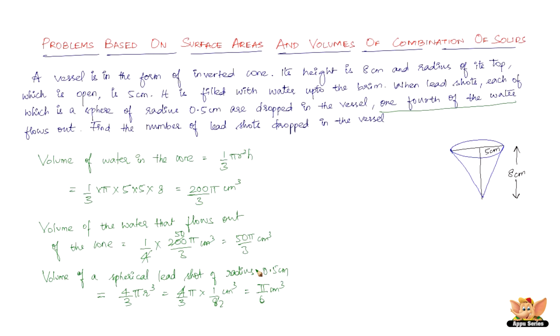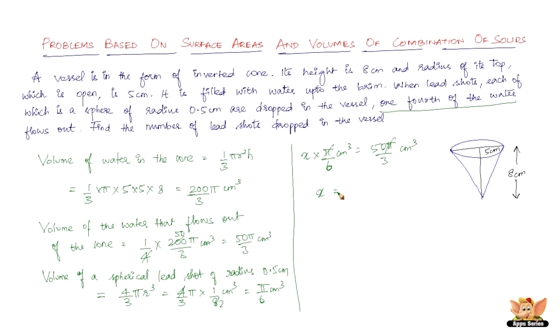So now let us say there were x number of lead shots. So x number of lead shots, that is x times that volume, should give us the volume of water that went out, which is 50 pi by 3 centimeter cube, right? The most important part in this problem is equating the volume of water that went out to the volume of the total number of lead shots. You don't know what the total volume is, so you need that number. Let's take it as x. So let's solve for x now.